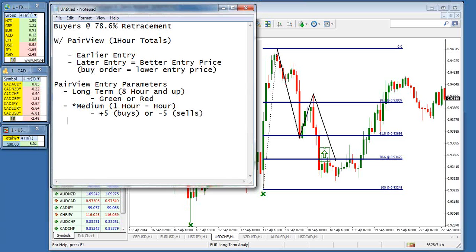And then short term, you can actually look for larger imbalances to occur. For short term, which would be 1 minute to, well, most people will trade off of 1-minute to 15-minute charts, anywhere in between, you can look for a +20 for buys. That's always a good entry, or a -20 for sells.